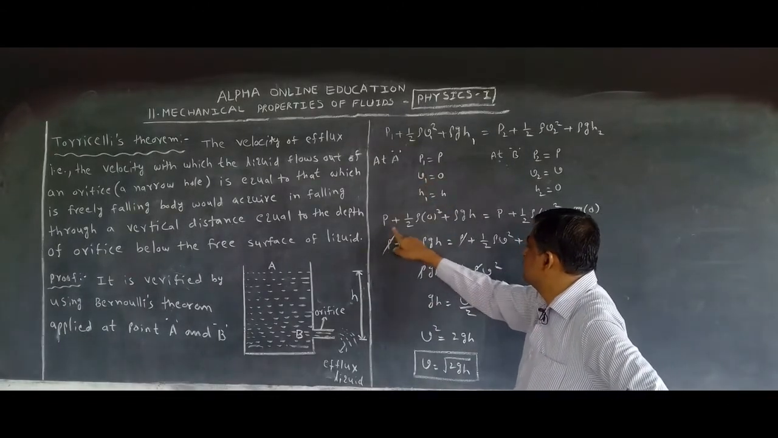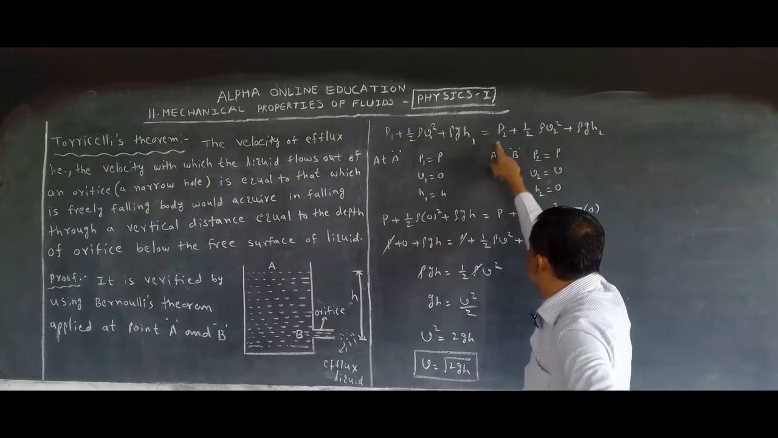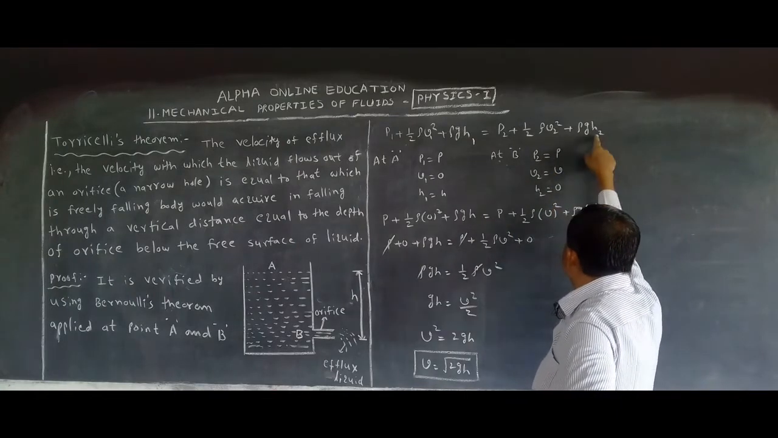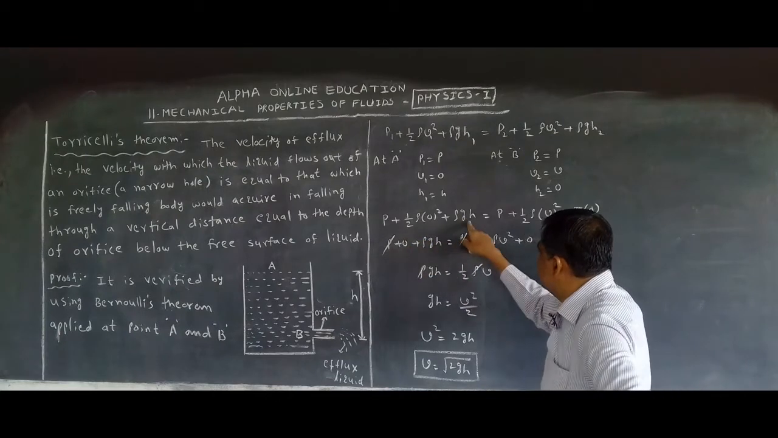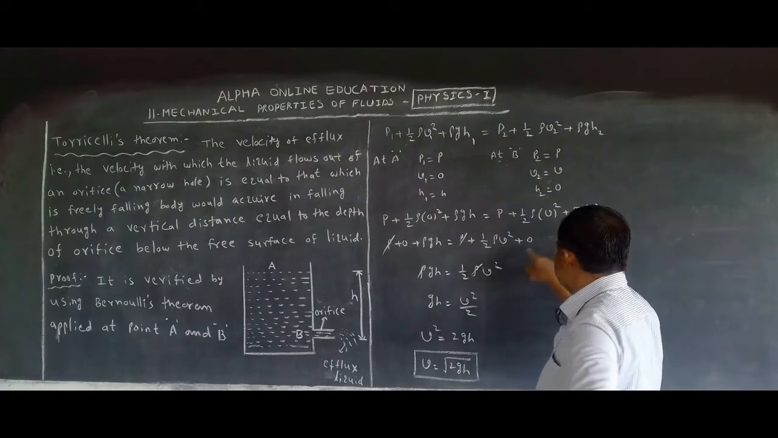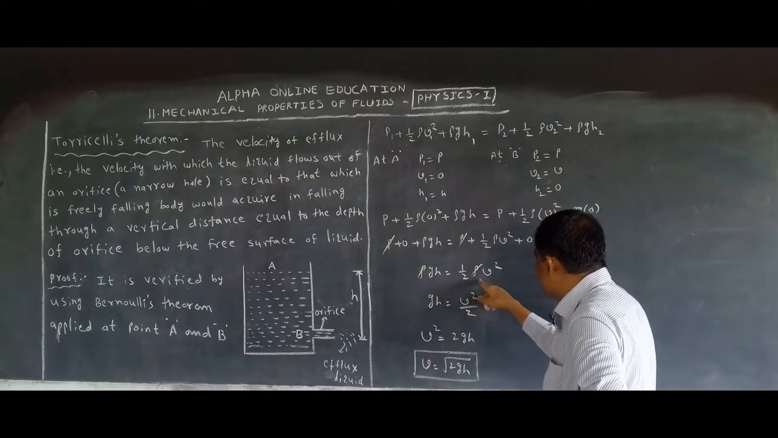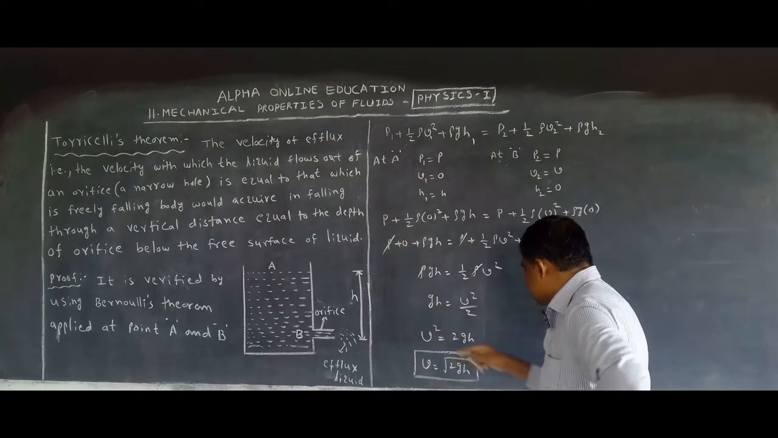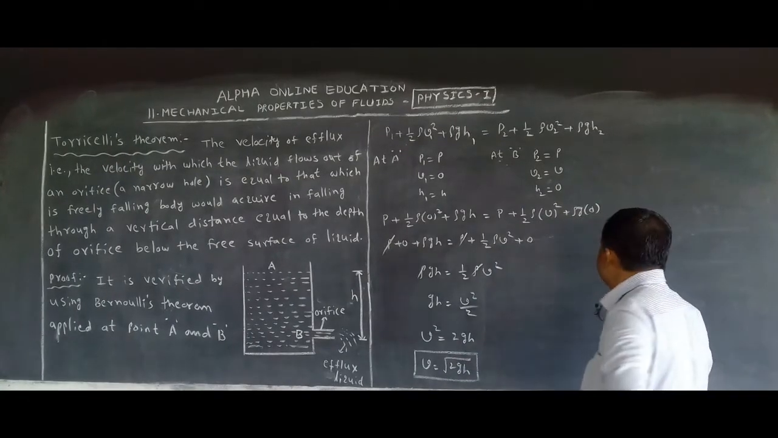P1, V1 is 0, H1, H. P2, V2 is V, H2 is 0. P plus this is 0, rho G H1. P plus half rho V square, this is 0, rho cancels. Rho G H is equal to half rho V square, so G H is equal to V square by 2, so V square is equal to 2GH and V is equal to root of 2GH.